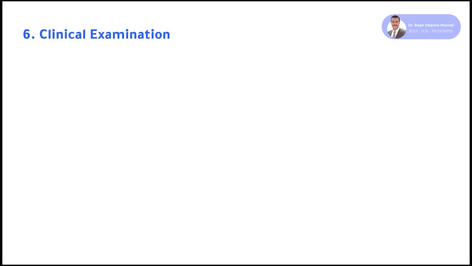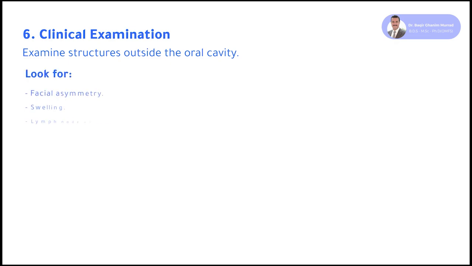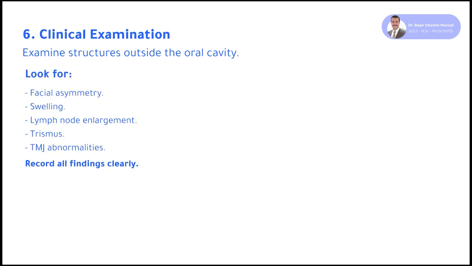Sixth, clinical examination, which includes extraoral and intraoral examination. First, extraoral examination. Examine all the structures outside the oral cavity, looking for facial asymmetry, swelling, lymph node enlargement, trismus, TMJ abnormalities. Record all findings clearly.